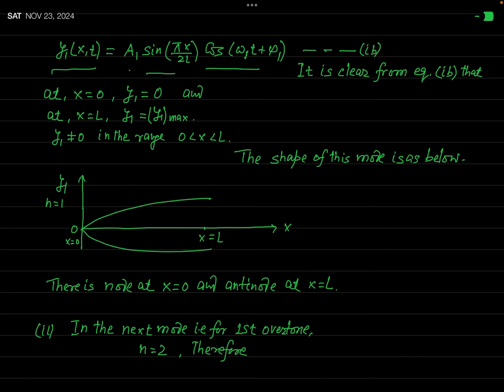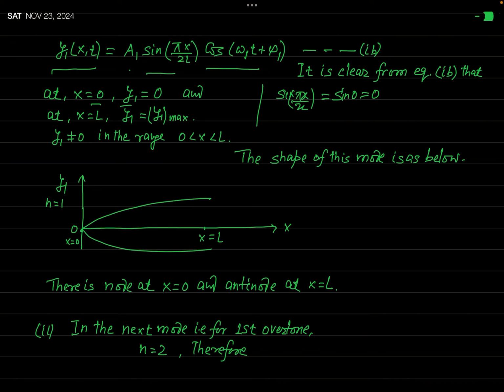Now see this equation seriously, and you can easily say that when x is equal to 0, this y1 will be 0. Why? Because when you take x equal to 0, this sine pi x over 2L will be equal to sine 0, and this is 0. So the RHS will be completely 0. It means y is 0. So at x equal to 0, no particle at this position will get displaced. This will remain permanently at rest.